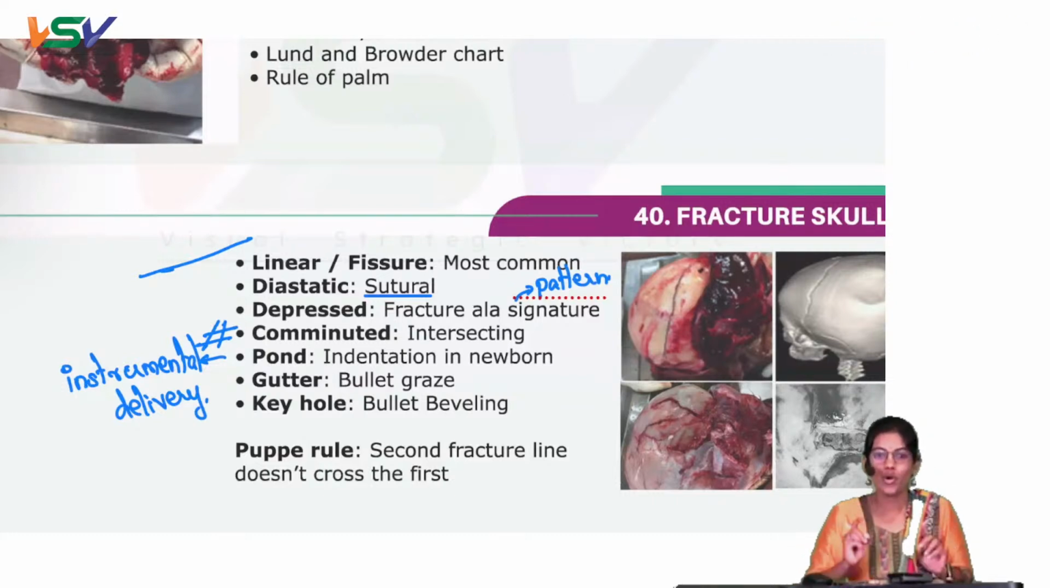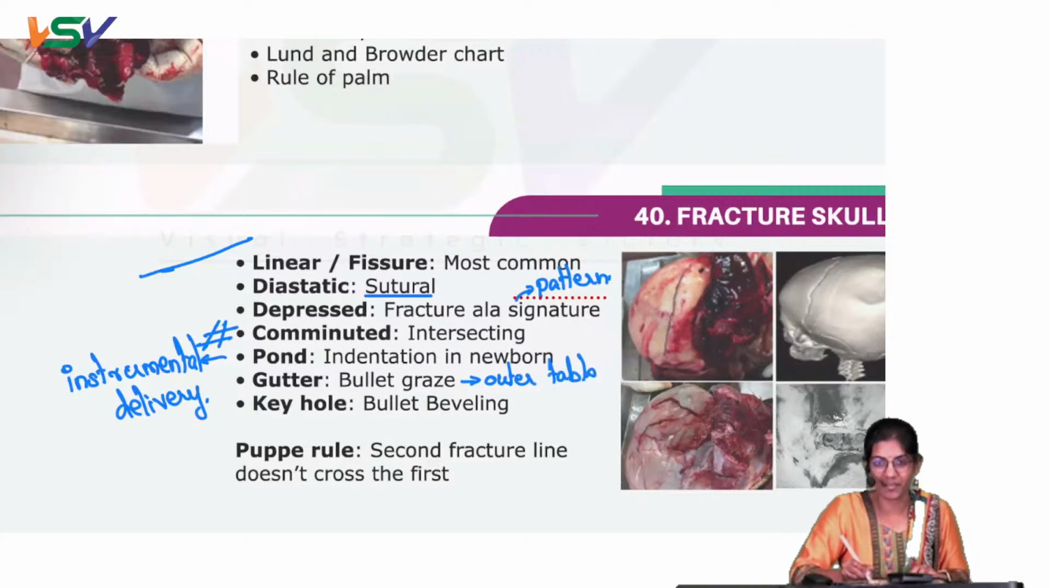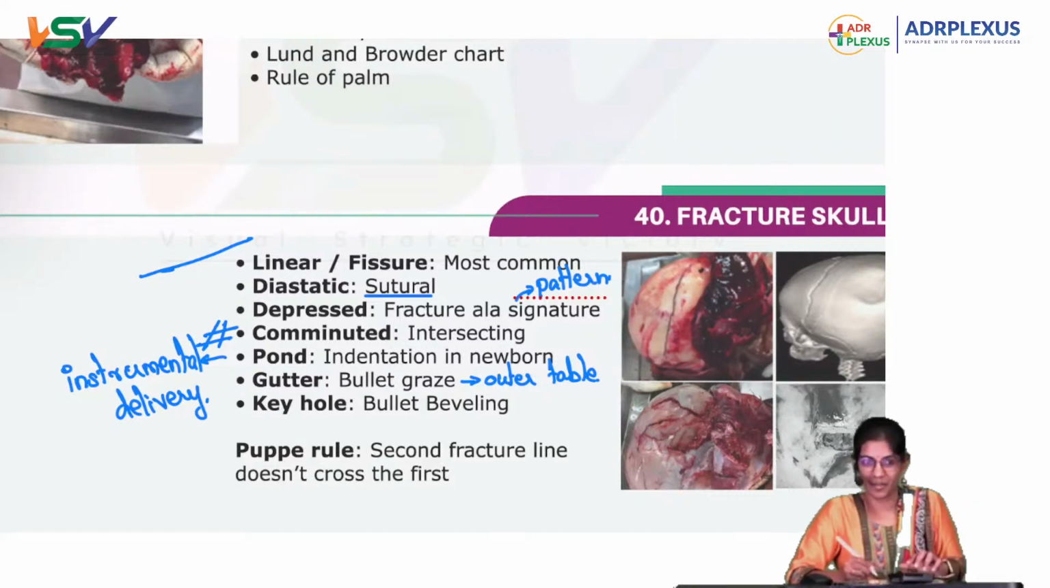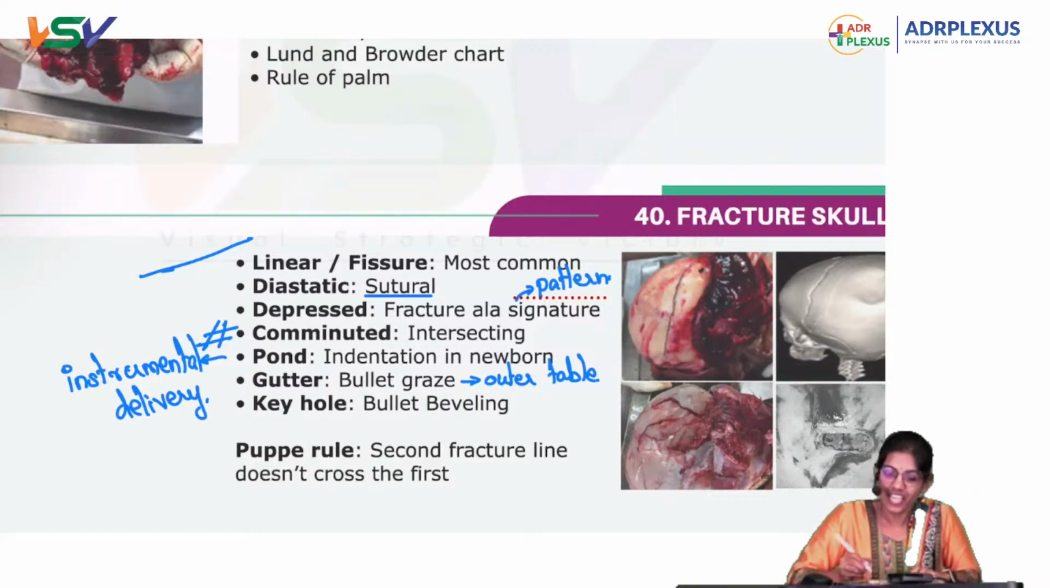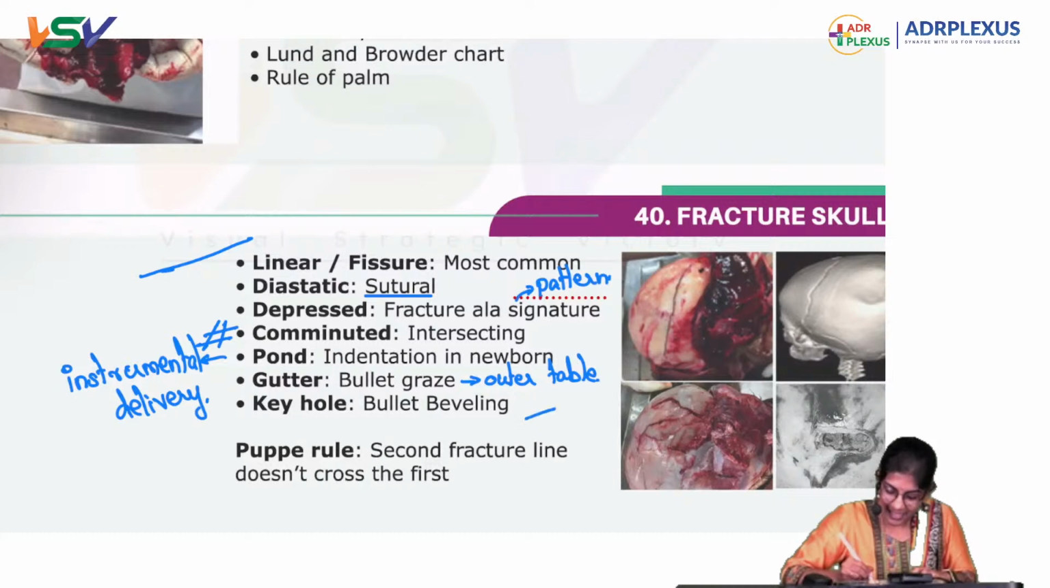Bullet produces two types of fracture. Gutter fracture is a bullet graze which affects only the outer table. Only the outer table is scraped off. Whereas a keyhole pattern is seen again with bullet, but here the pattern is like this.